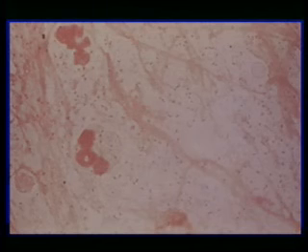Now, someone describe this gram stain for me. What do you see? Excuse me? Are you looking at that on your computer?